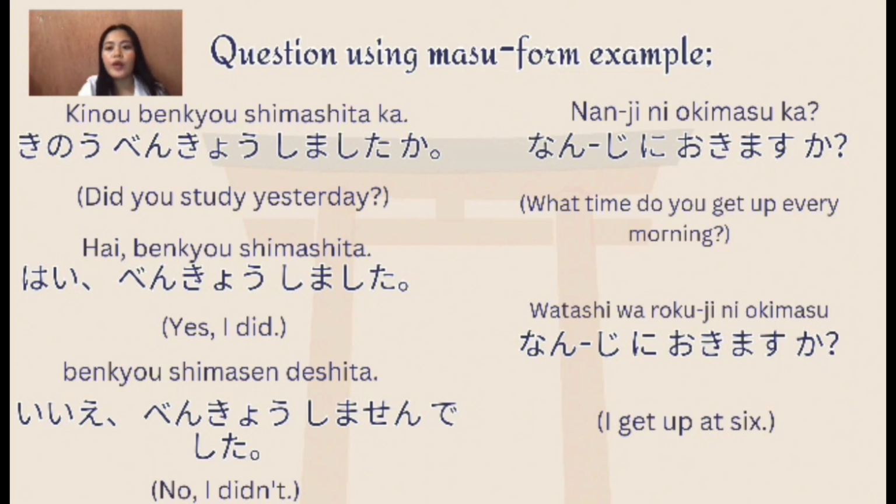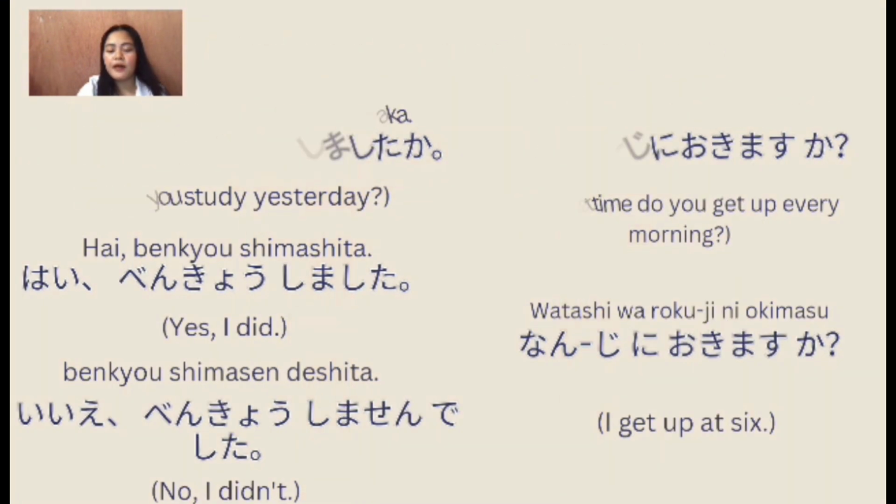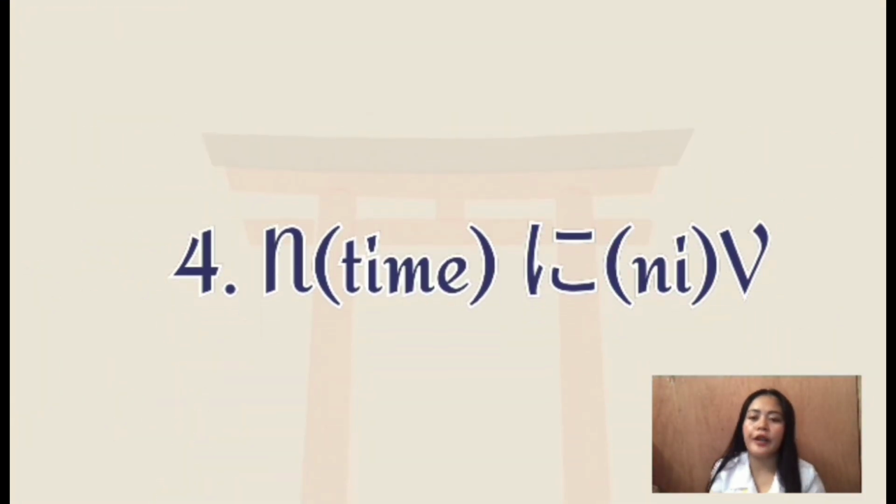Another example naman, what time do you get up every morning? Nanji ni okimasu ka? Ulitin lang din, same lang din po sa nasa taas. So, watashi wa rokuji ni okimasu. I get up at 6. So for number 4, the noun is time and the ni is the particle. So the particle ni is used to indicate the time or moment when the action occurs.